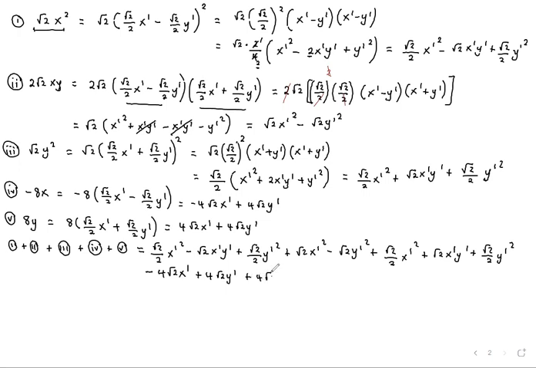Plus 4 root 2 x prime plus 4 root 2 y prime. This must be equal to 0.